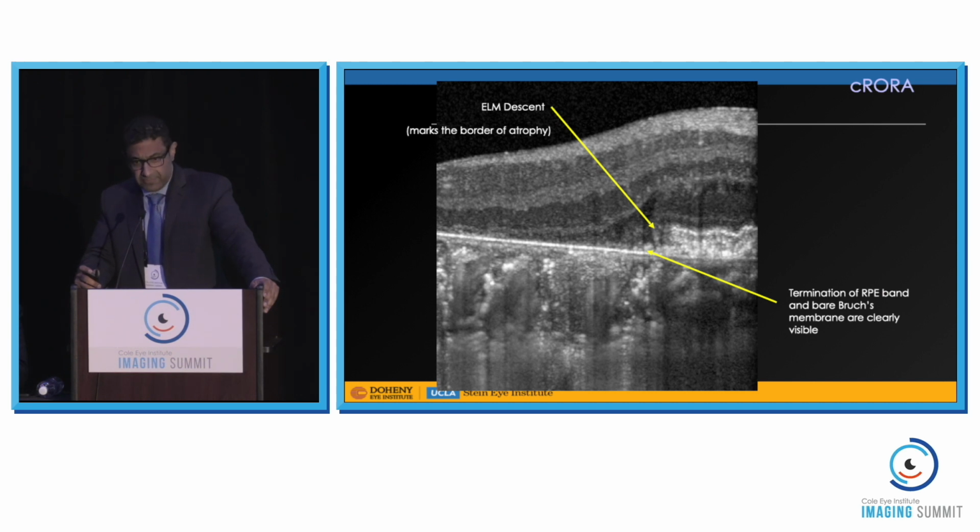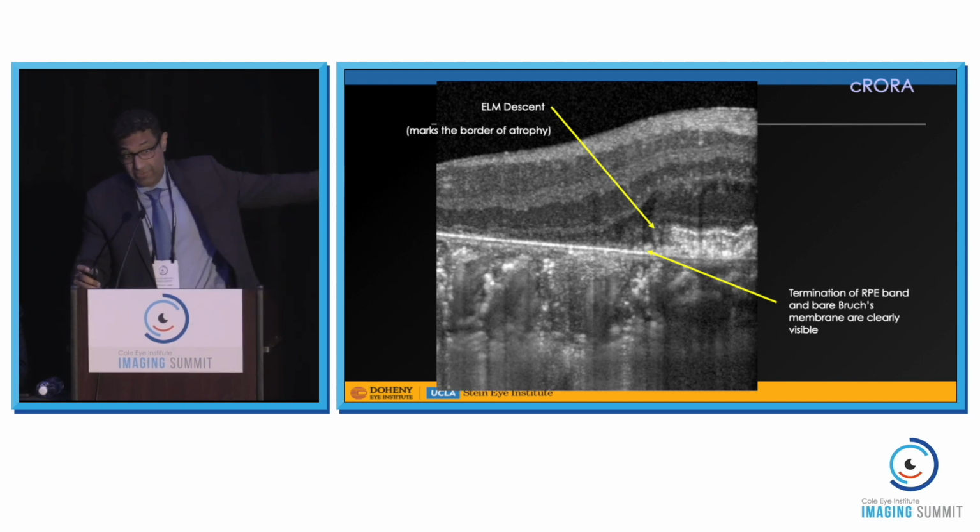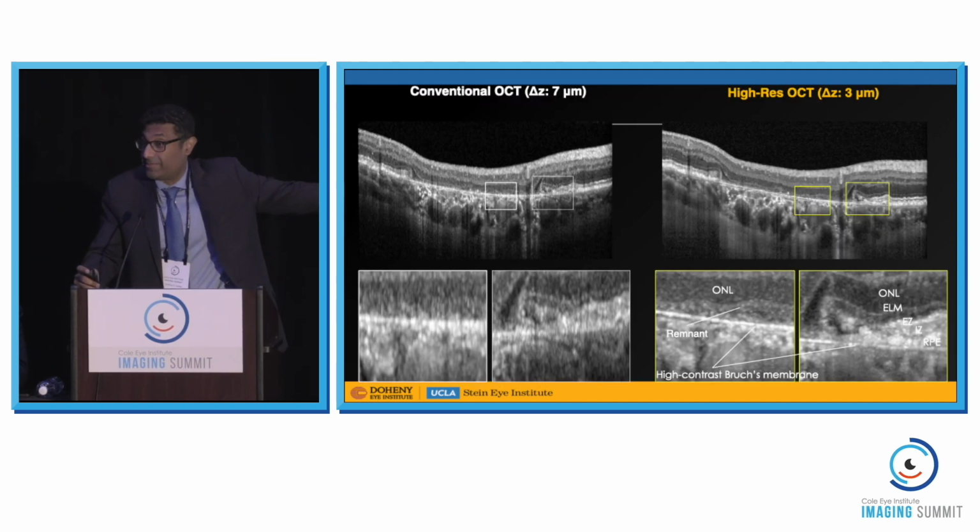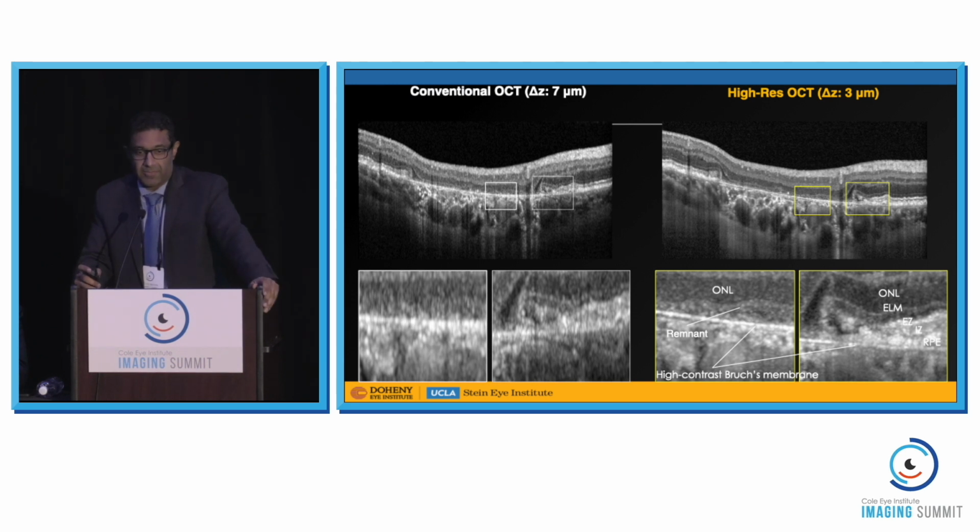This is looking at just more examples, again showing the very high contrast and ability to resolve Bruch's membrane in a patient. We imaged this patient both with standard resolution and high-res OCT. And I would say the standard resolution OCT looks pretty good. I mean, that's pretty much what we get in the clinic. But there is an enhancement with a high-res OCT.